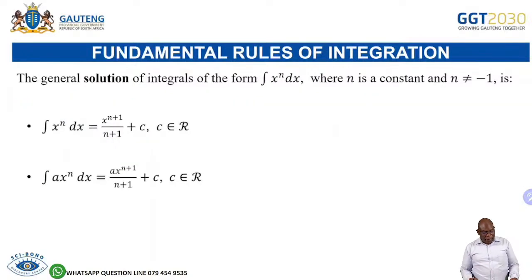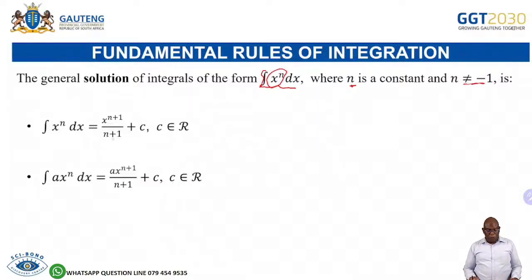Now, these are just the fundamental rules of integration, the general solution of that. So in other words, if I've got this, you see, it's x to the power of n. It's an integrand. This is the sign for integration, where n is a constant and n is not equal to -1.